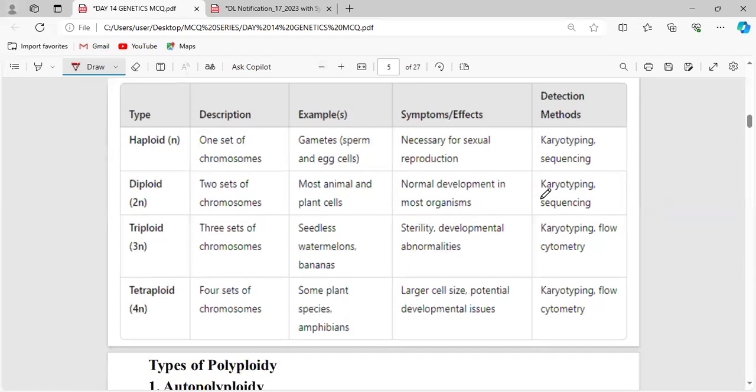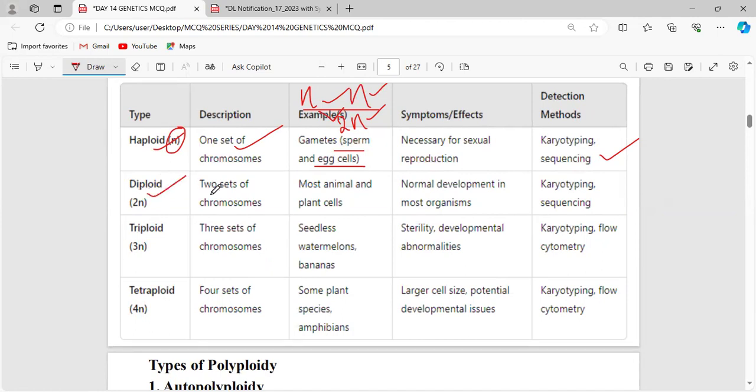We have different types of ploidy. The first one is haploid, that is a single n, only one set of chromosomes. Examples are the sperm and the egg cells. Sperm is haploid, and egg is also haploid. As a result of fertilization, they fuse to form a zygote, which is diploid. Initially the germ cells are haploid in number, and karyotyping and sequencing are the detection methods.